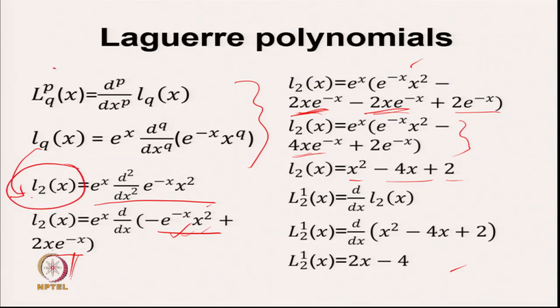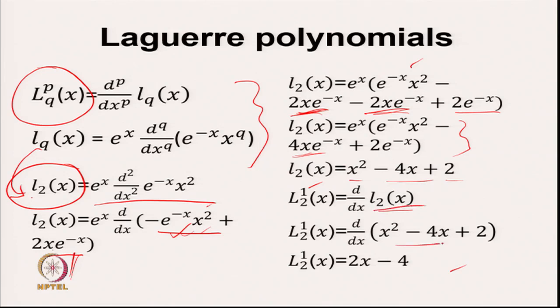Now, I want to solve this one, L p q. Here p is taken as 1. So, suppose p is 1. Then what you need to do? You need to differentiate this L 2 x with respect to x. Okay. So, d by dx L 2 x is basically L 1 2 x, and just we solve this.